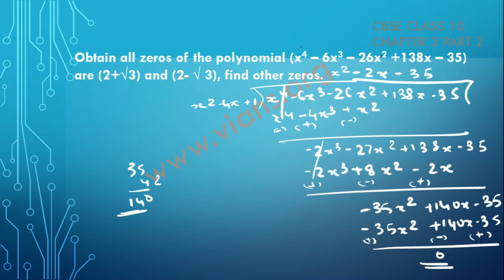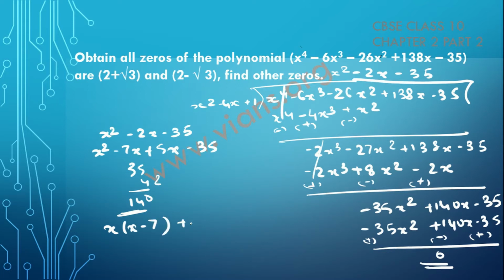So what will be the remaining equation? Remaining equation will be x square minus 2x minus 35. Now two numbers when multiplied should give you minus 35 and when added should give you minus 2. What are those numbers? X square minus 7x plus 5x minus 35. Simplify this, take out common factors. I am taking x common from these two, so x into x minus 7 plus 5 into, I am taking 5 common from these two, so x minus 7 is equal to 0.